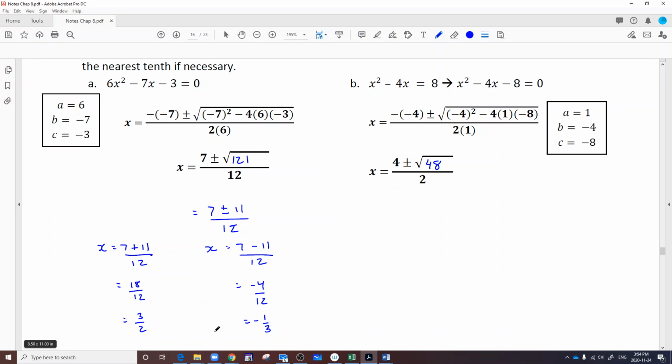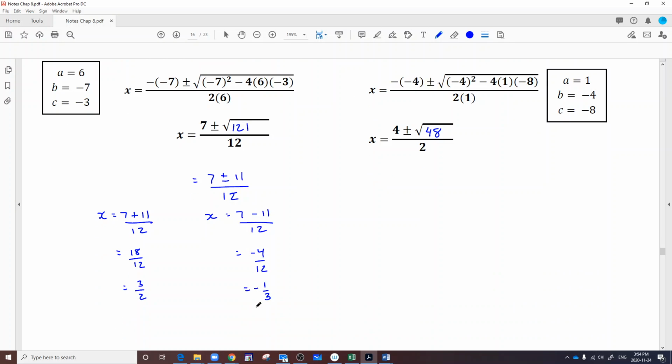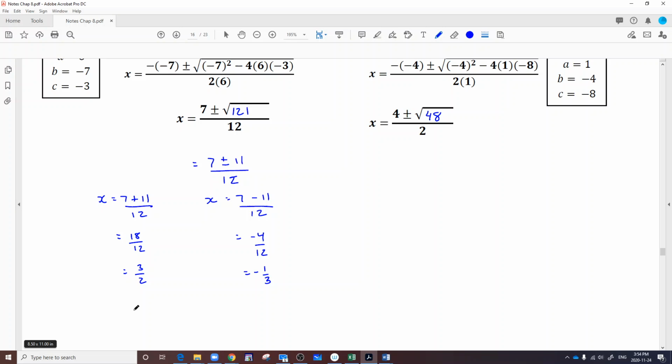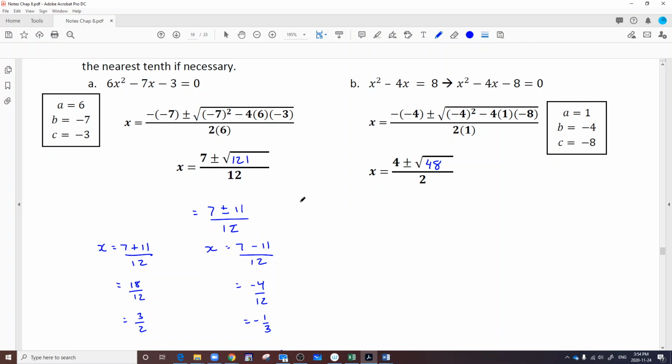Now these are exact solutions. If you look back up at the question, it says state the exact solution as well as to the nearest tenth if necessary. So you can do that with these. I would just leave these ones as exact solutions, but let's say this one is 1.5 and this one is negative 0.3. So these are your two solutions for this quadratic equation. This parabola had two real x-intercepts. Let's go on to the next one.